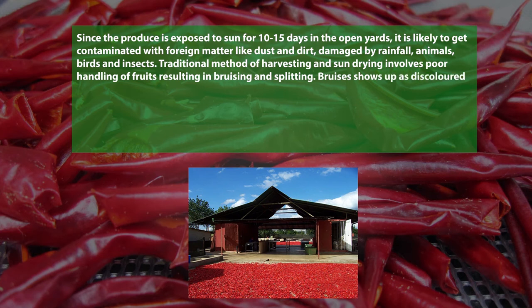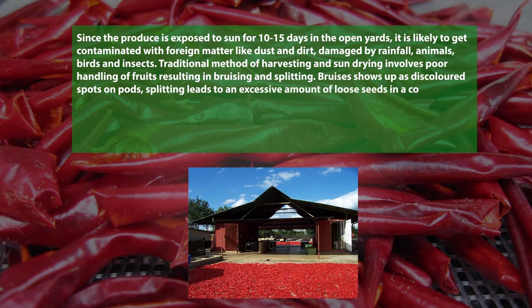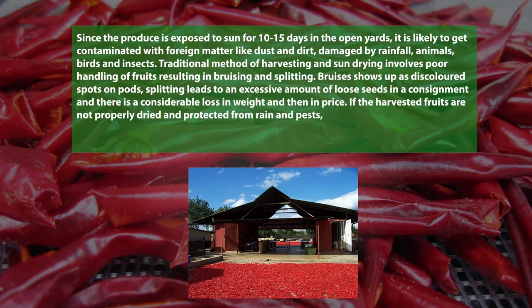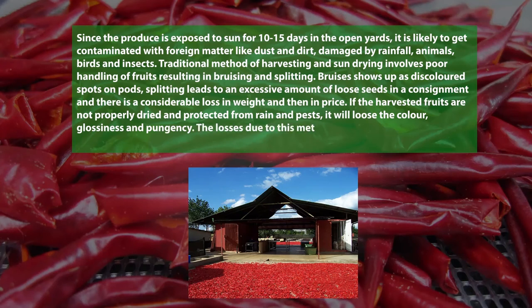splitting. Bruises show up as discolored spots on pods. Splitting leads to excessive amount of loose seeds in consignment, and there is considerable loss in weight and then in price. If the harvested fruit are not properly dried and protected from rain and pest, it will lose the color, glossiness, and pungency. The losses due to this method may range from 30 to 40% of total quantity.